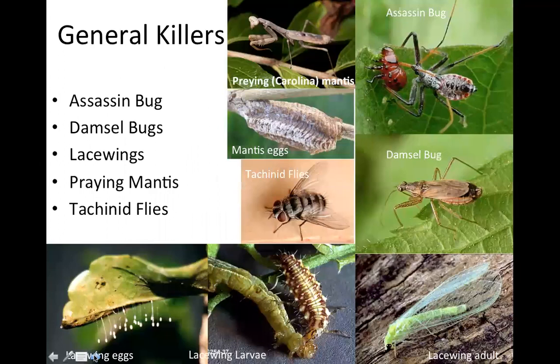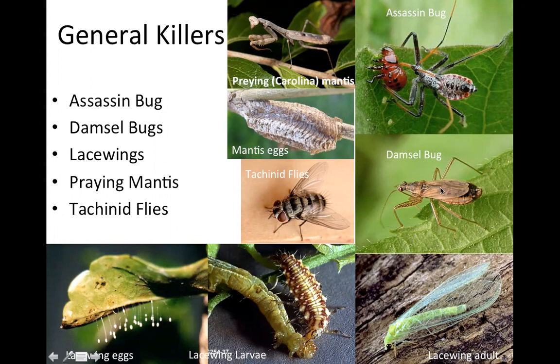And then you have what we call general killers. These are insects that eat just about anything, but they definitely eat a lot of your pest bugs. One of the cooler ones is the assassin bug. Damsel bug, I've never actually seen these, but I've definitely heard they're around. The attackman flies. They eat just about any kind of bug, but mostly they'll eat your pests.